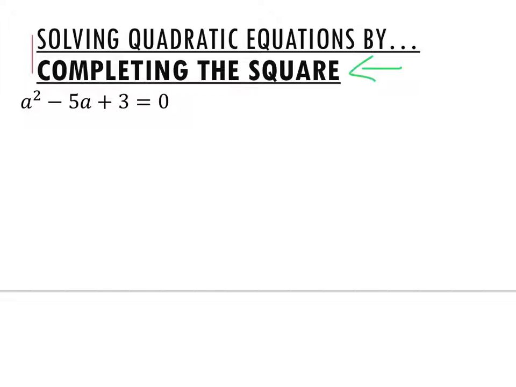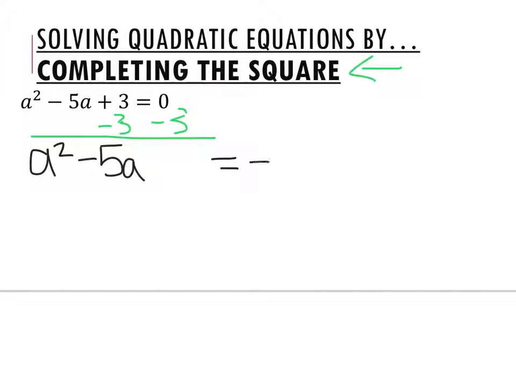So the first thing you have to do is get the two variables totally by themselves on one side of your equal sign. So you're going to subtract 3 from both sides. And we end up with a squared minus 5a. You're going to leave some room, and you're going to write equals -3. Because what you're about to do is complete the square. You're going to add something to both sides of your equal sign so that you can factor the left side into something that is a square.